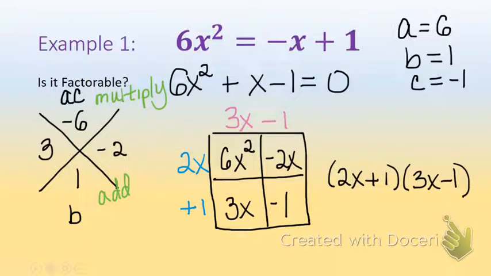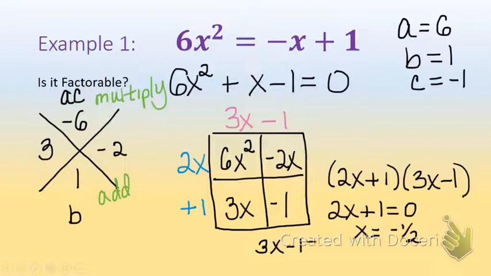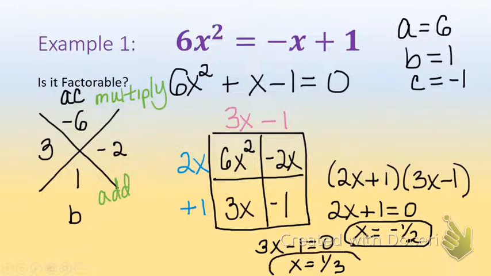Now that's the factors, but it's not our solution. In order to find a solution, we have to set them equal to 0. So when I subtract the 1 and divide by 2, I get x equals negative 1/2. And then when I take the 3x minus 1 and set that equal to 0, I get x equals positive 1/3. So we have two x-intercepts, and we were able to find those x-intercepts by factoring. So let's look at another example together.